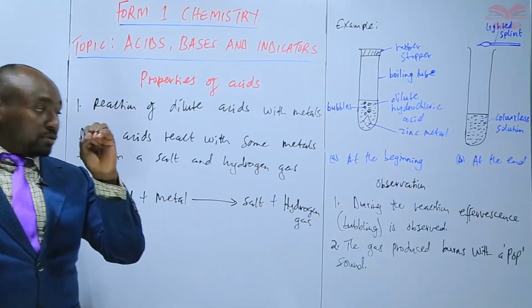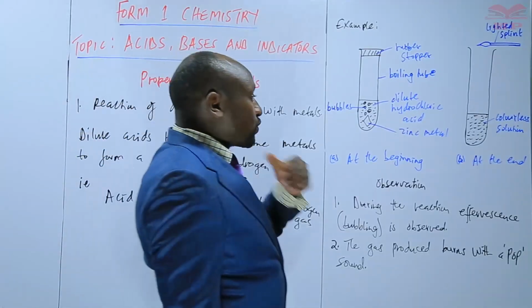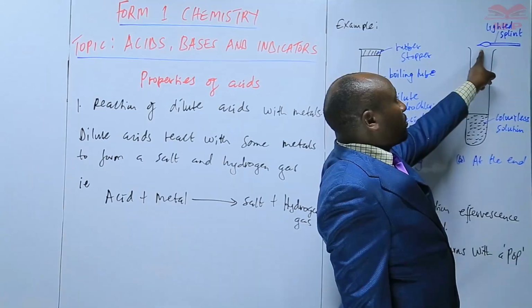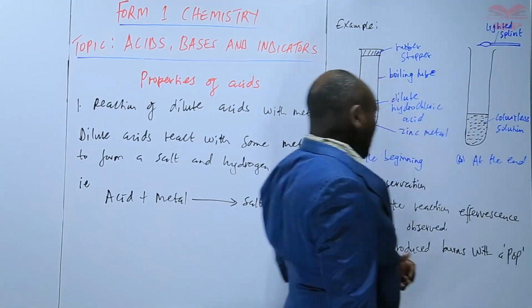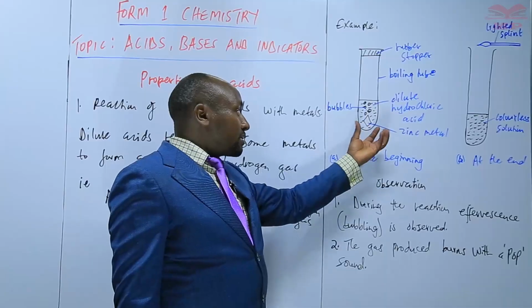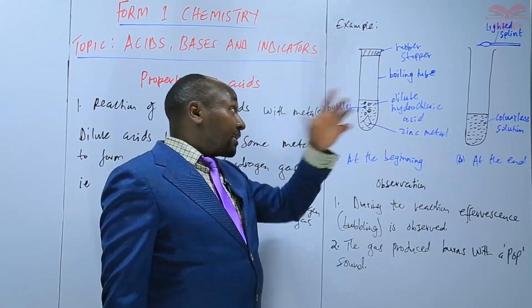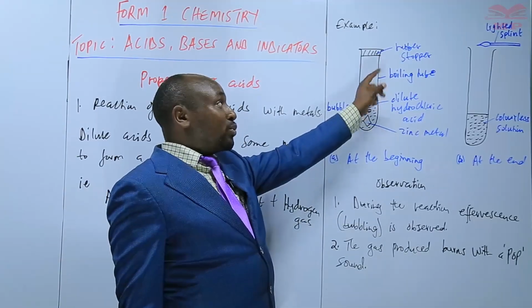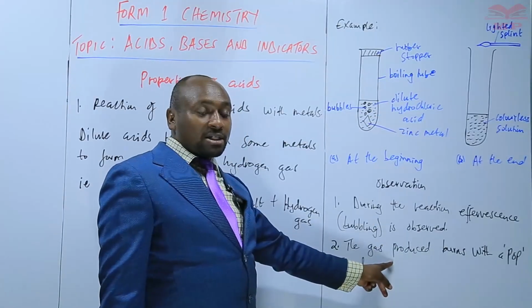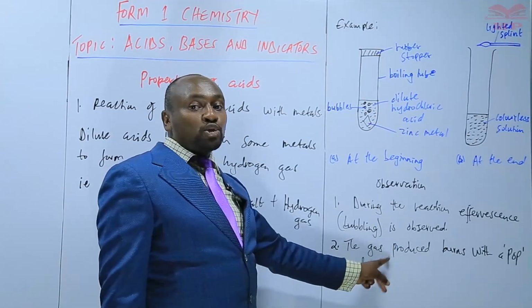When that pop sound is heard, that's an indication there is hydrogen gas that has been produced. That's why we are putting the lighted splint there. So two observations: bubbling, we can see the bubbles during the reaction. The gas that is collected there, we test it with a lighted splint. It produces a pop sound, and that's an indication it's hydrogen gas.